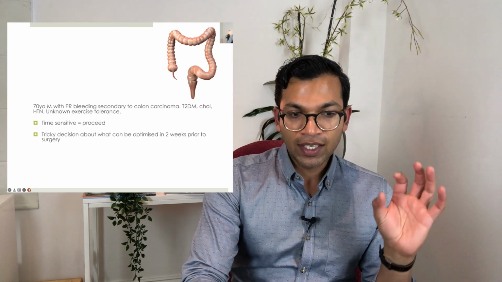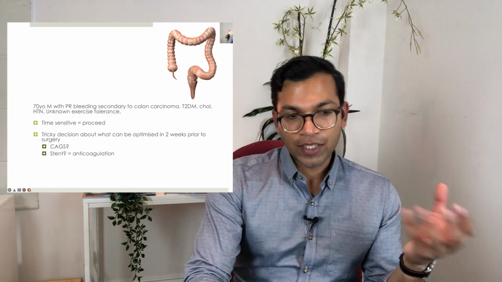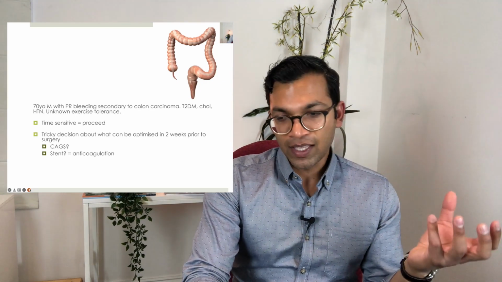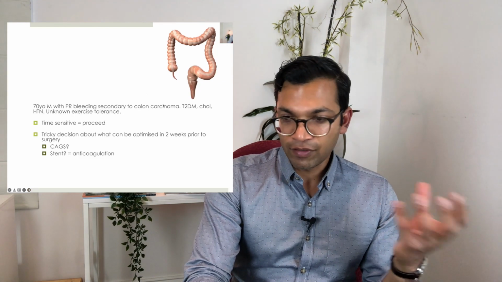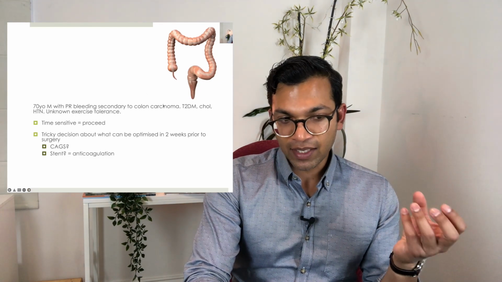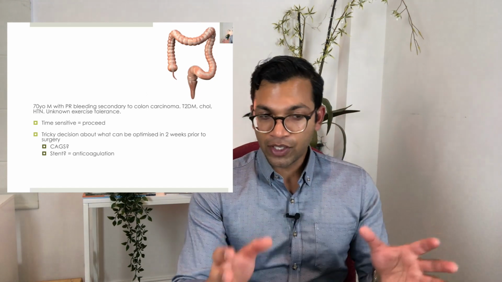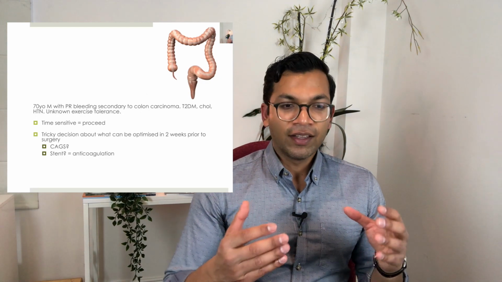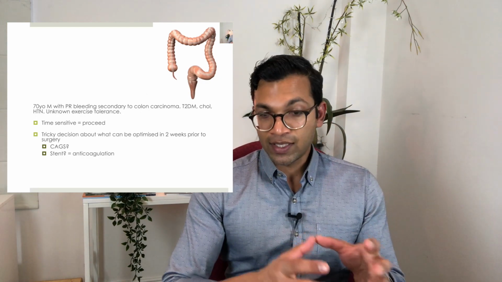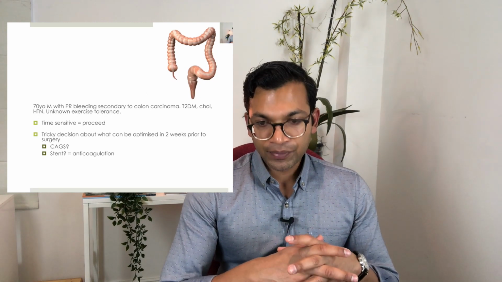So this is tricky. What can be optimized in the 2 weeks prior? And then, can they really have CAGs? Probably not. Maybe they can have stents, but then you need anticoagulation. And now they've really got this carcinoma that's potentially invasive that needs to be done. So taking this and understanding that this could be pretty complex, if we were just to simplify this as a rule, cancer surgery that's time sensitive, you crack on as well, and you do what you can in 2 weeks.